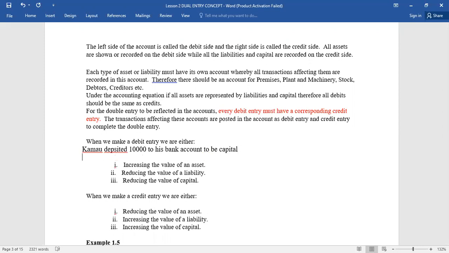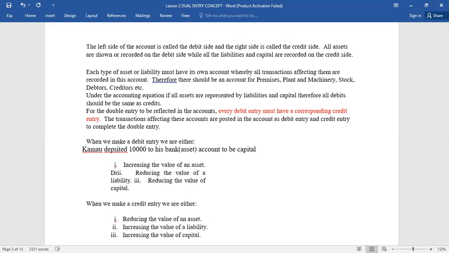So what is happening? We are seeing Kamau depositing 10,000 into his bank account. A bank account is an asset. Let me just use a different color for purpose of understanding. This is an asset. Then capital is capital. I don't even need to indicate. So what is happening? Kamau deposited 10,000 in the bank account. So he's increasing the value of his bank account, which is an asset. When assets increase, they are debited. So allow me to use DR to denote debit.